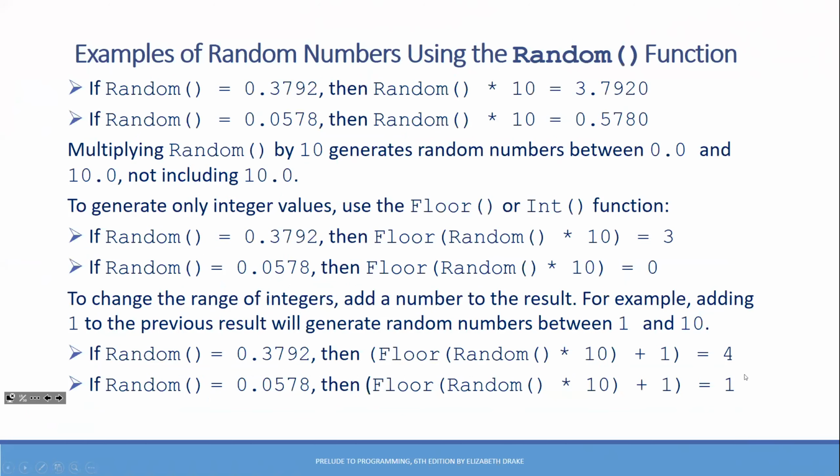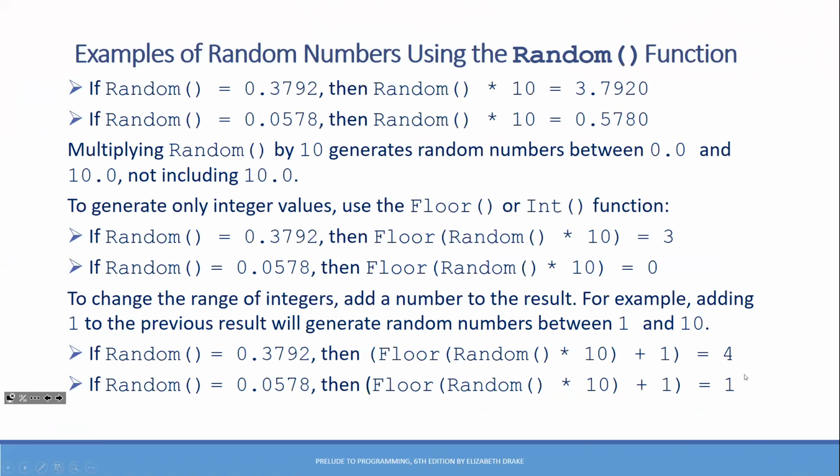So if the random number that I got generated was 0.3792, then if I use this code, random times 10, I end up with this number, right, 3.792. If the random number I generated was 0.0578, then random times 10 would result in still a decimal number. So multiplying random by 10 generates random numbers between 0 and 10, but not including 10.